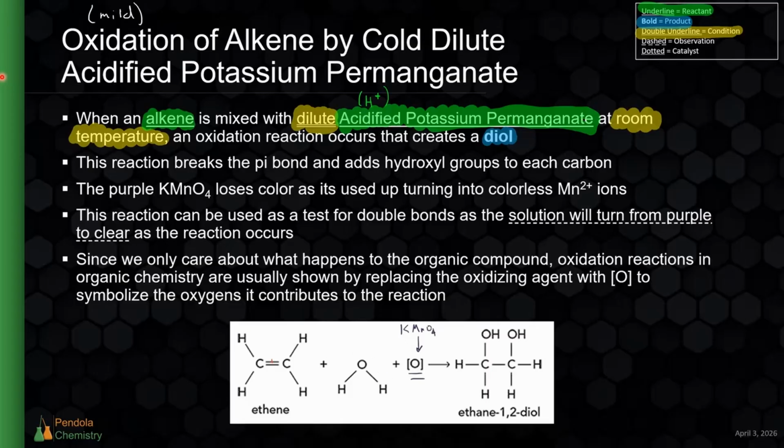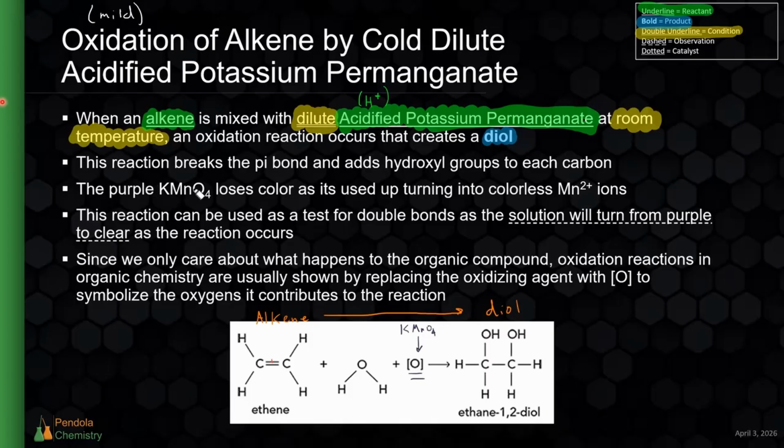Now, when this happens, the double bond, the pi bond in the double bond breaks, and hydroxyl groups, OHs, are added through the double bond. So we're exchanging the double bond for two OHs, one in each carbon that had the double bond before. So in this reaction, we're going from an alkene, let me write that here, we're going from an alkene to a diol. And again, diol meaning a double alcohol.